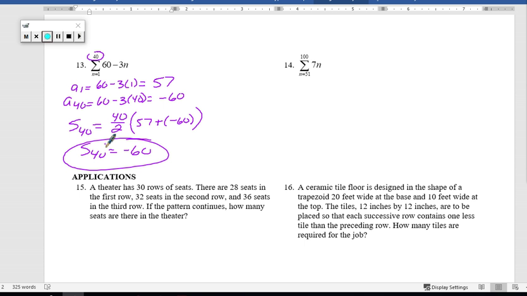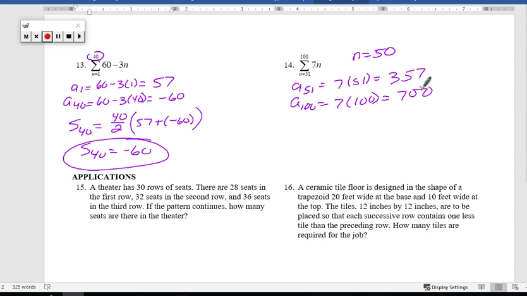60. If you look at number 14, you can see that we're starting at a number other than 1. So really our n in this case is going to be 50, since you are summing a total of 50 terms. So I need to know how many terms we are summing. I know the first term is going to be a sub 51. So it's going to be 7 times 51, and that's going to be a total of 357. A sub 100, it's going to be 7 times 100, which is a total of 700.